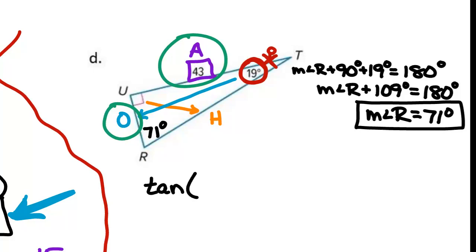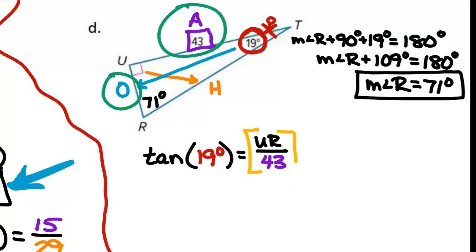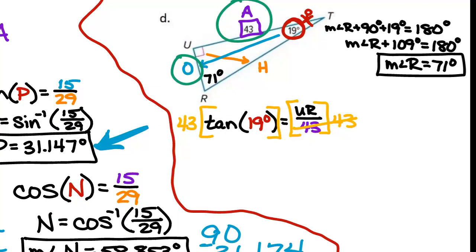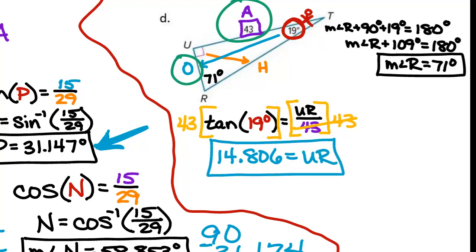So tangent of 19 degrees is equal to my opposite side, which is UR, over my adjacent side, which is 43. Multiply both sides by 43, and I'll have my opposite side, because that gets UR all by itself. I got 14.806. So there's the opposite side. Equals UR.